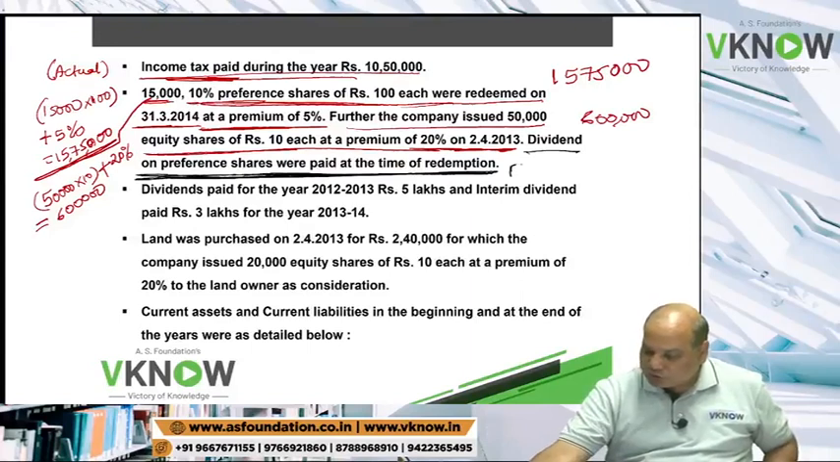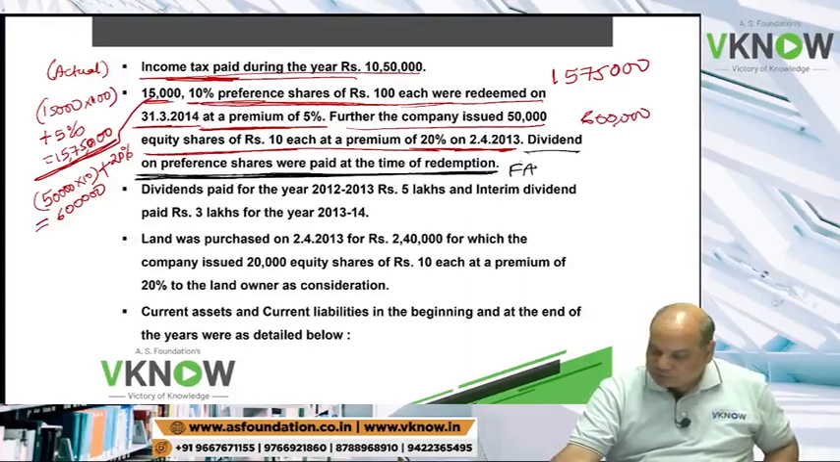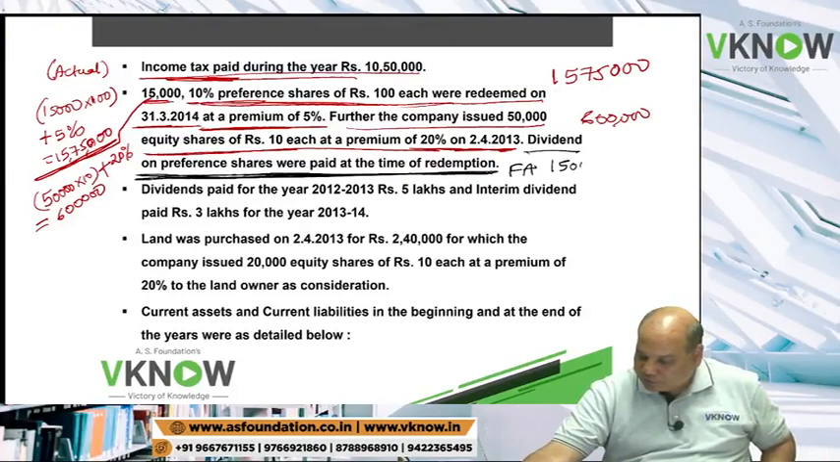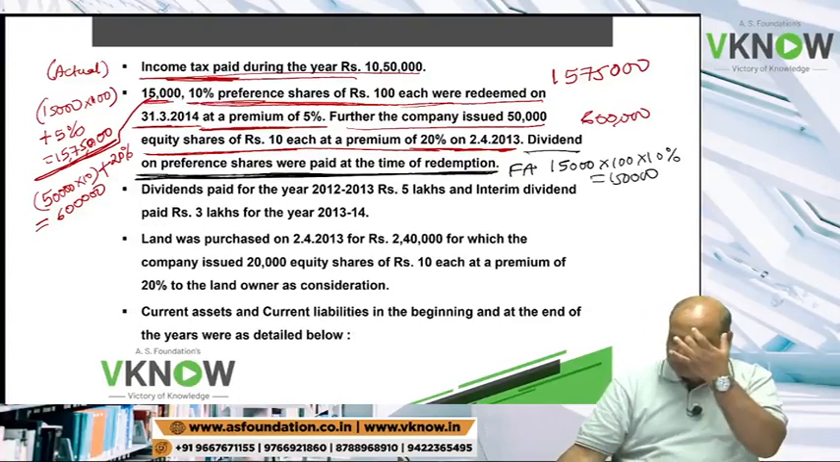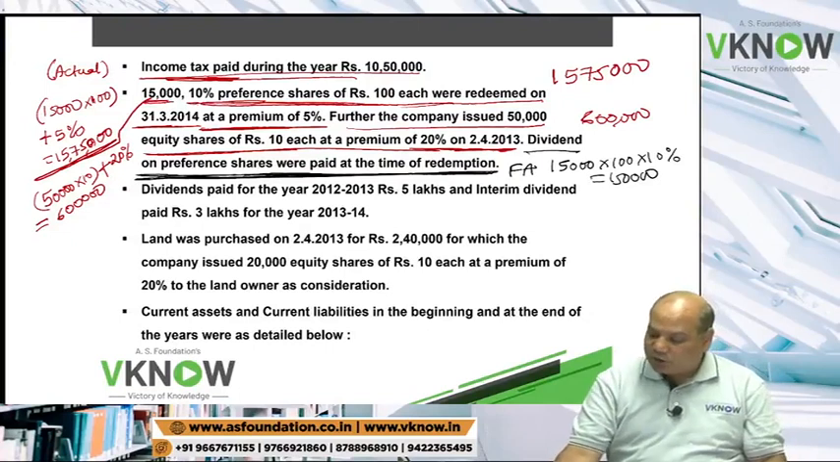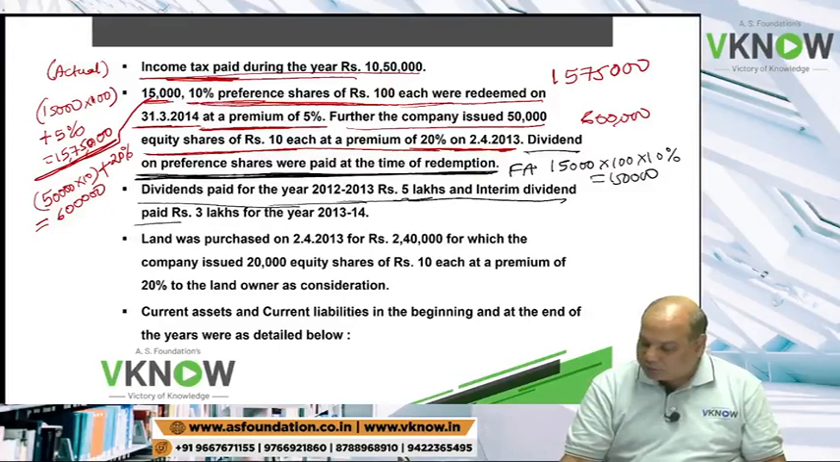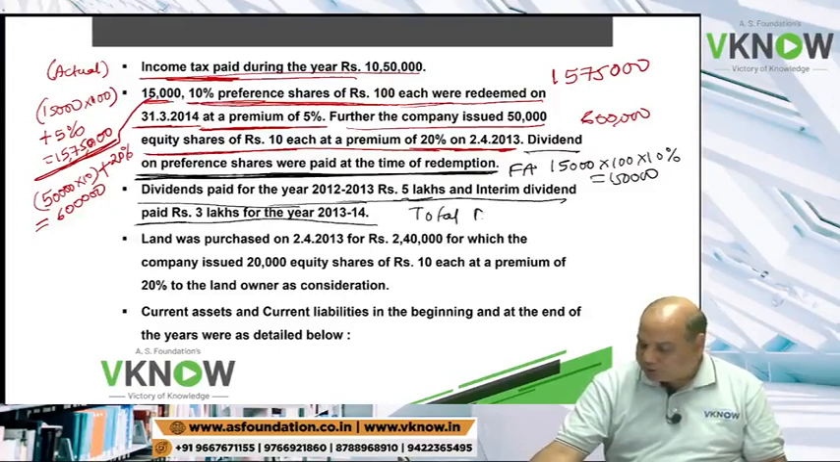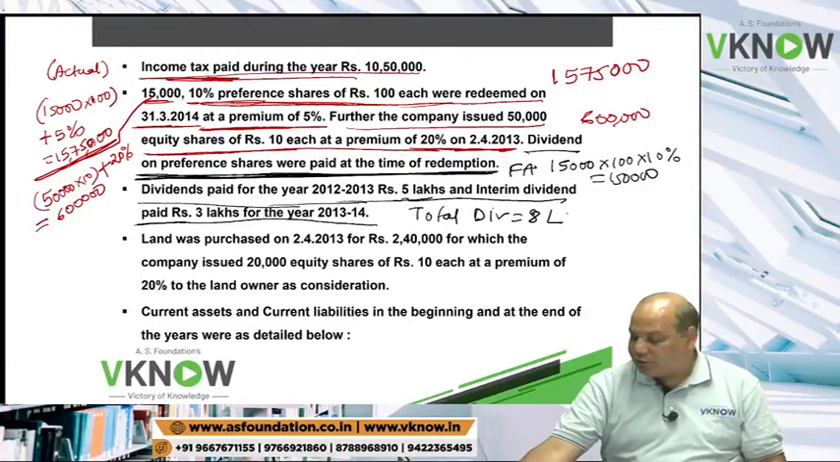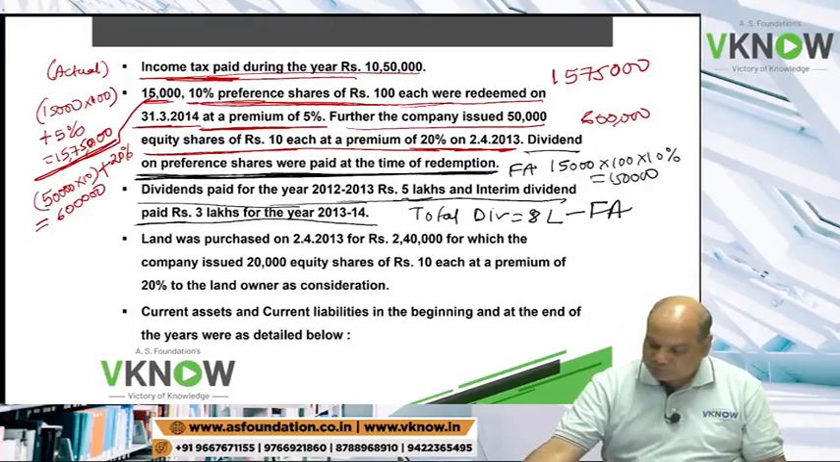So this also will come in financing activity. So dividend on preference shares will be 15,000 into 100 into 10%, that comes to 1,50,000. Dividend paid for the year 2012-13 was 5 lakh and interim dividend paid was 3 lakh. Total dividend paid 8 lakh. We will write in financing activity.